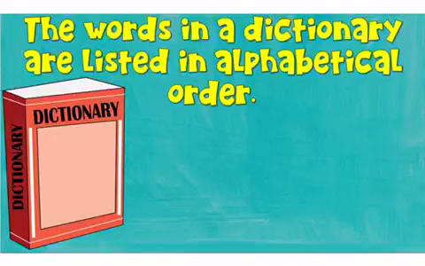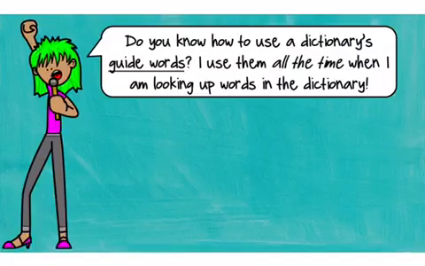The next thing I need you to know about a dictionary is that these words in the dictionary are listed in alphabetical order. They will start with all the A's at the beginning, moving to the B's and then the C's, and ending up at the very end of the dictionary with the words that start with the letter Z. But they give you a hint to help you find them.